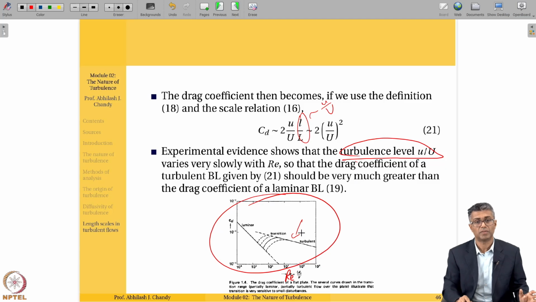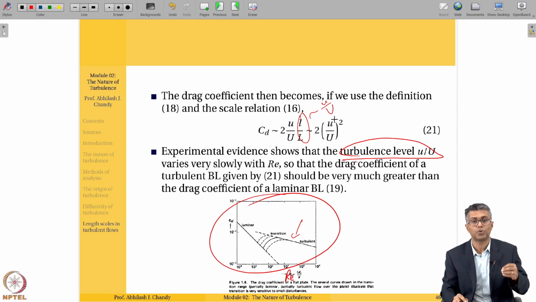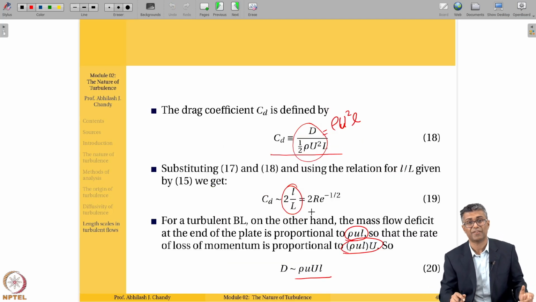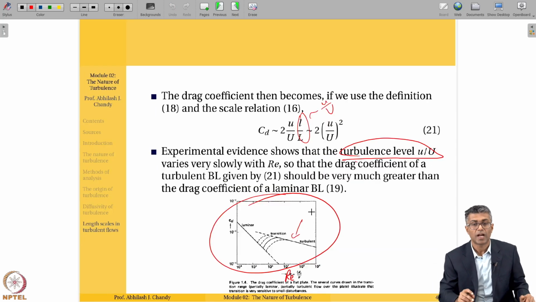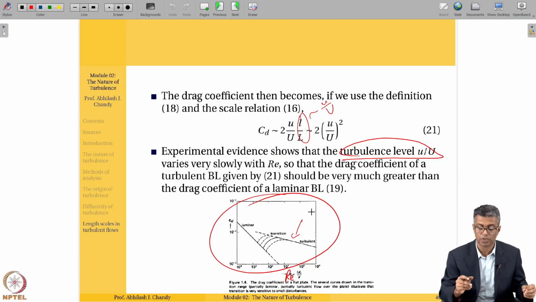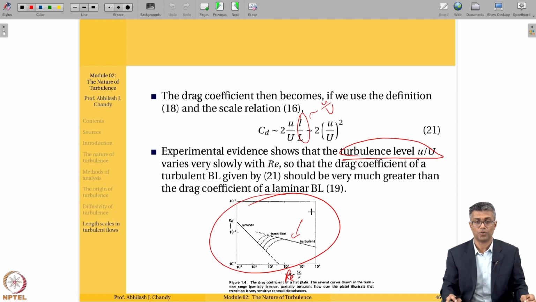And that is expected. This ratio here is actually compared to what you would have in a laminar flow. Like for instance, here you have it as Re to the negative half versus U over U squared. You can only guess which one is going to be higher. It is going to be U over U squared being larger. So that's the difference in terms of the drag coefficient when we compare laminar flow versus turbulent flow.